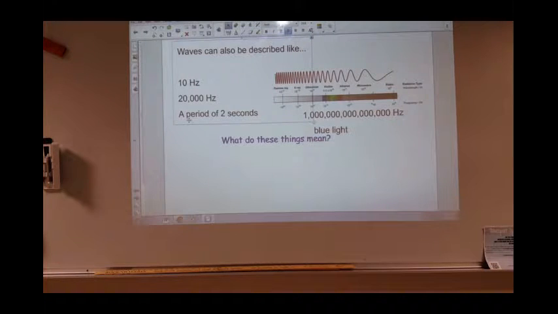You might hear something like a period of 2 seconds. All these things can be used to describe waves, and our goal is to actually understand what that means. Can you interpret it in your head from what you see on the paper? All right, so that is the introduction part of this video session. Part 2 coming up next.